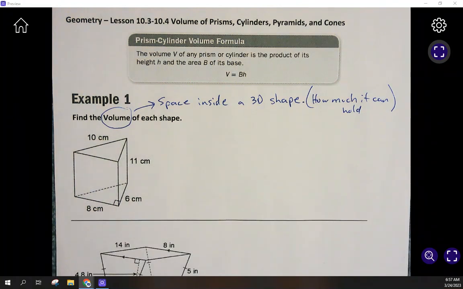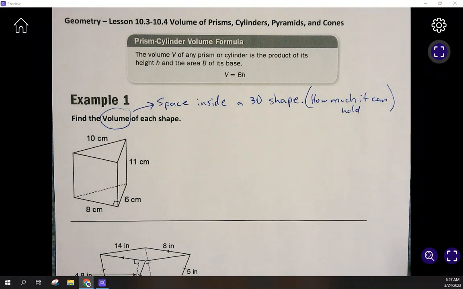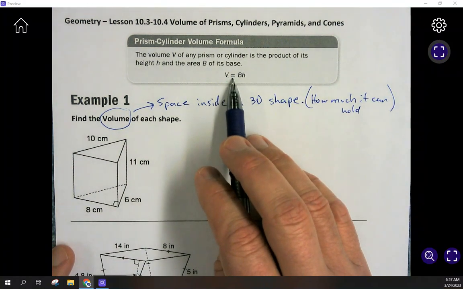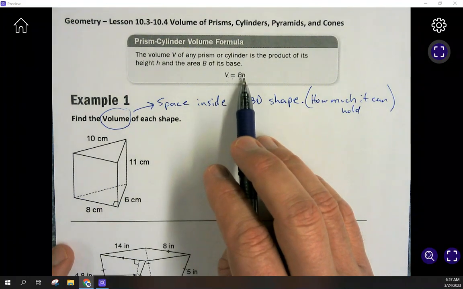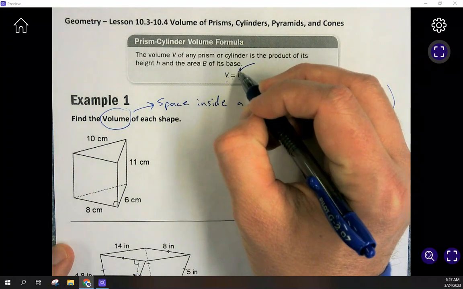Okay, that's your volume. In volume, we're always going to be multiplying three things together in terms of the units. And so these will always be to the third power, called cubic centimeters or cubic inches. And we'll see that here as we run through this. So very easy formula, volume equals the area of the base times the height. So big B is going to be the area of the base.